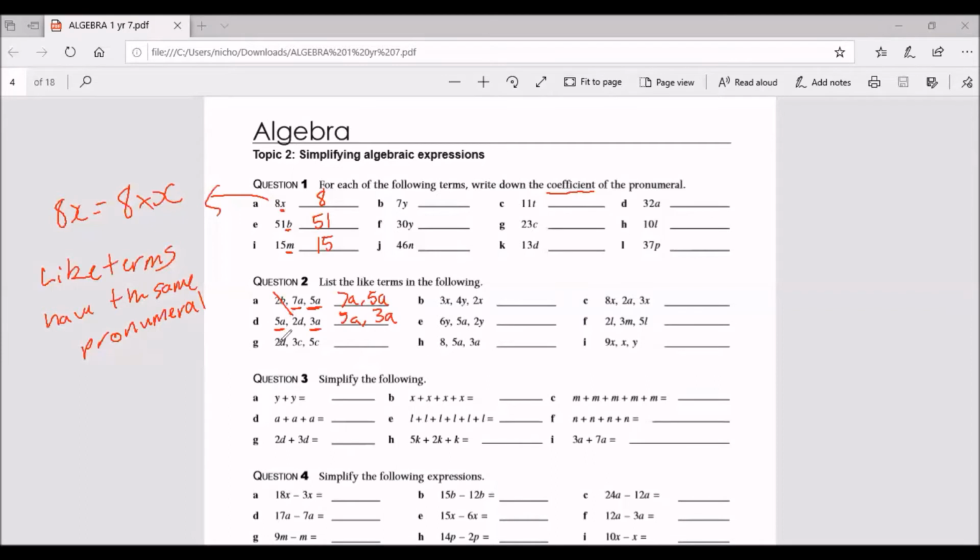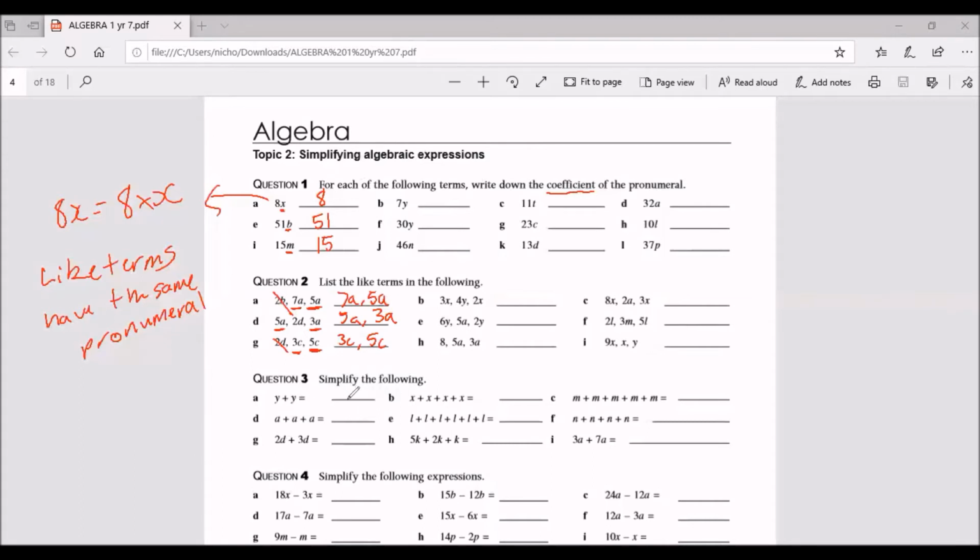And here 2D and 3C and 5C, well, these two terms have the same pronumeral C, so they're both like terms, and I don't want that 2D. So it's 3C and 5C. So now, how do I actually simplify algebraic expressions? And what I mean by algebraic expressions is any string of numbers and pronumerals. So here I've got y plus y. Well, they're like terms. I know that because the pronumeral of both is y.